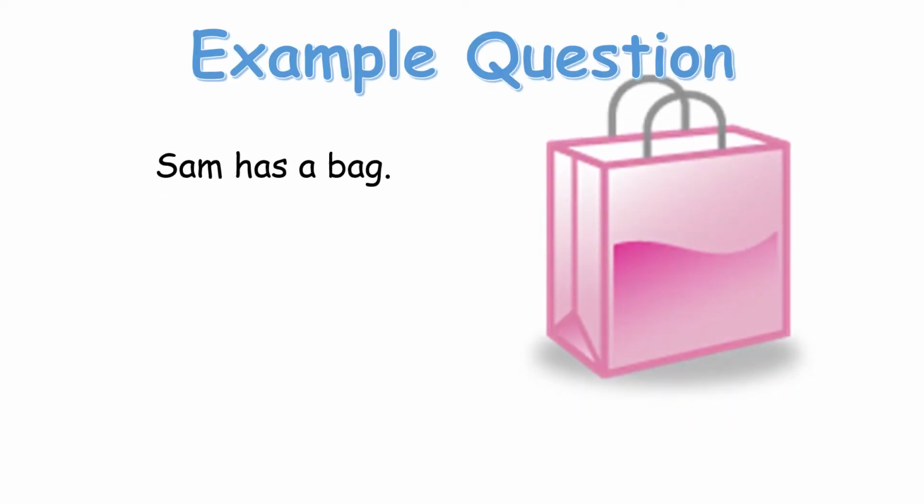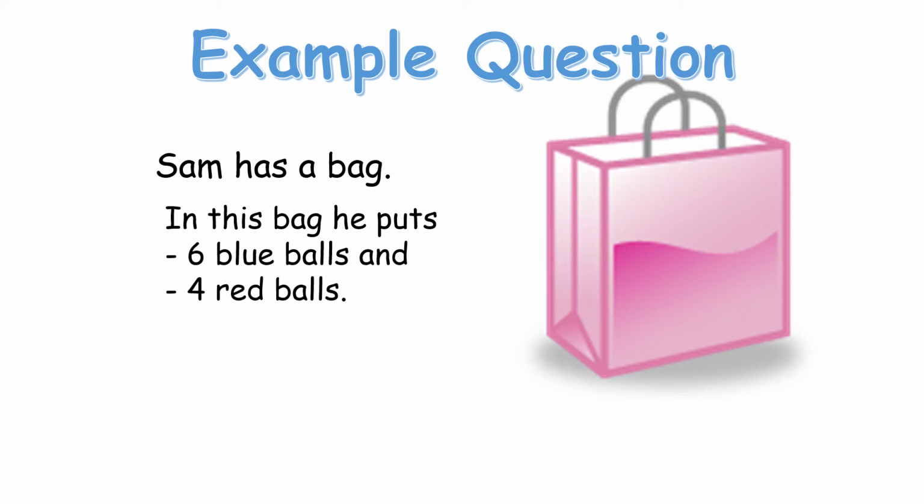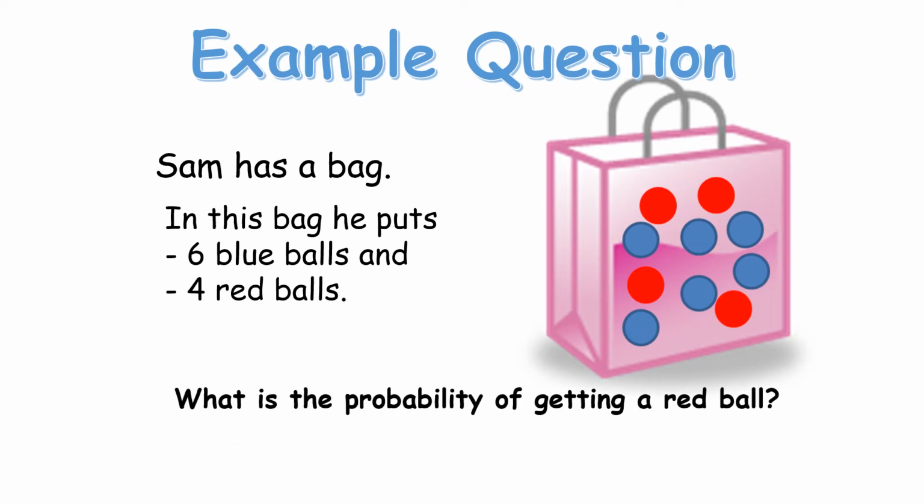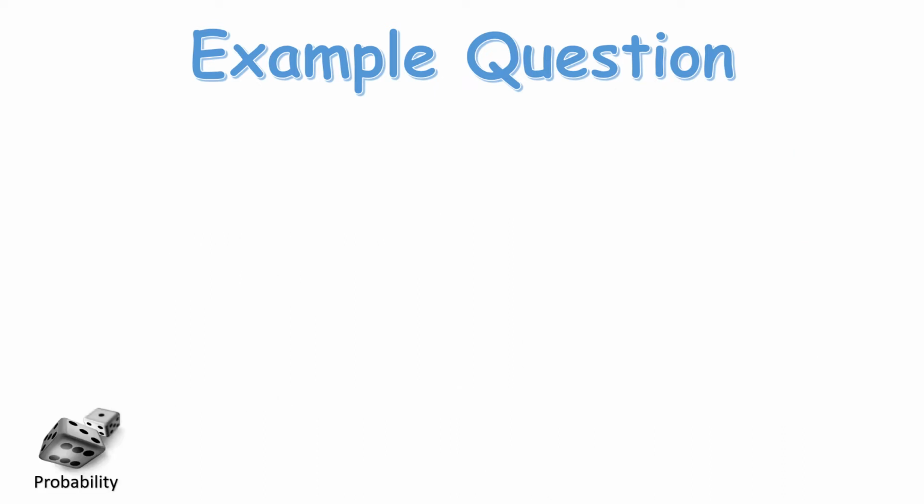So let's look at an example. Sam has a bag, and in the bag he puts 6 blue balls and 4 red ones. Here they are in this shopping bag. What is the probability of getting a red ball? There are 4 reds out of a total of 10. So we get 4 in 10. But we also know that it could be simplified. They didn't simplify it, but it would have simplified to 2 over 5.